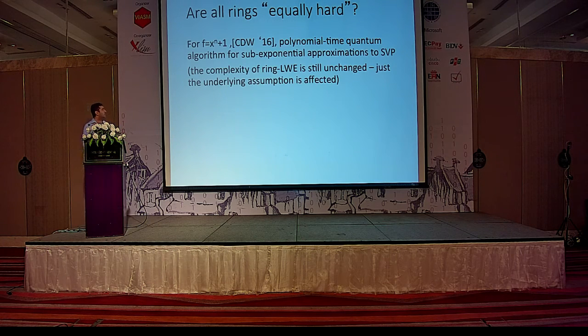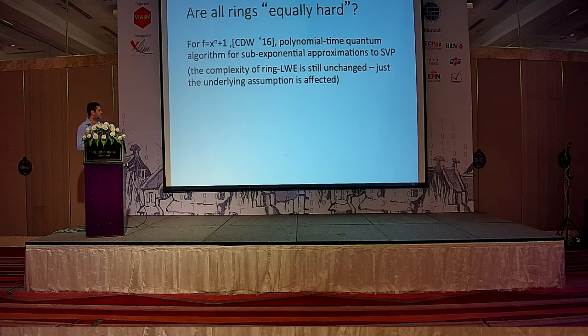I don't know, right? There have been some recent results, this is one example, that show you can do something when f is x^n plus 1 that you cannot do for regular lattices. For example, there's a polynomial time quantum algorithm for approximating the short vector with a sub-exponential approximation, not a great approximation, but sub-exponential. But the complexity of ring LWE is still unchanged. It's a result based on the underlying assumption; they're attacking the underlying assumption. As far as the average case problem, we don't know. So it's very interesting, but we're still not sure what it means.